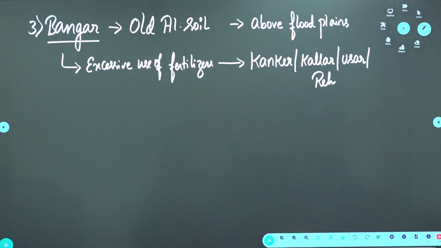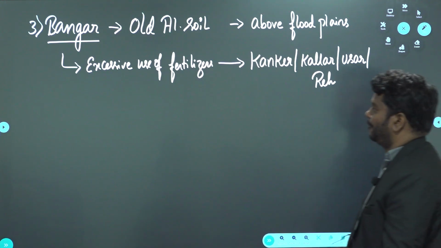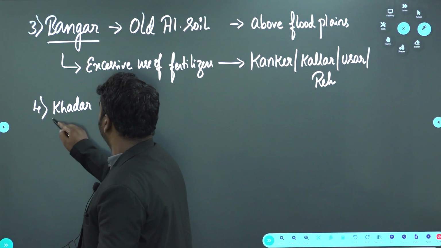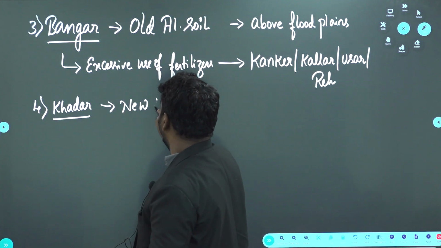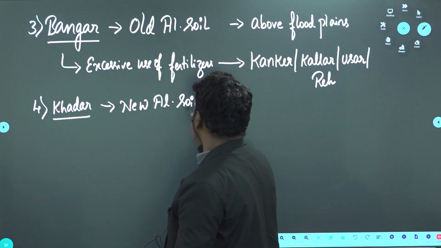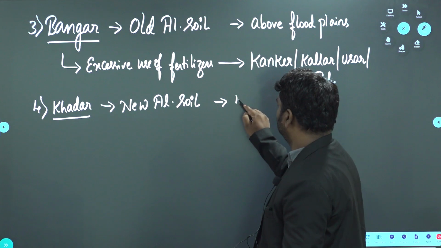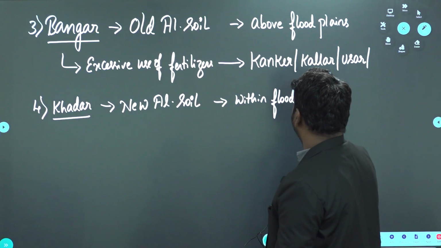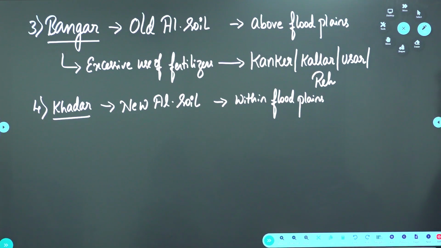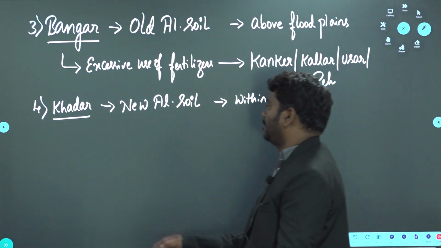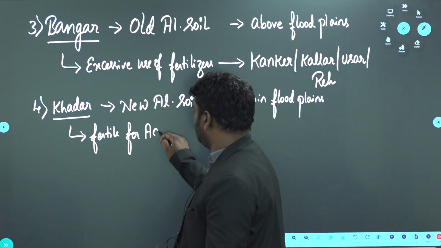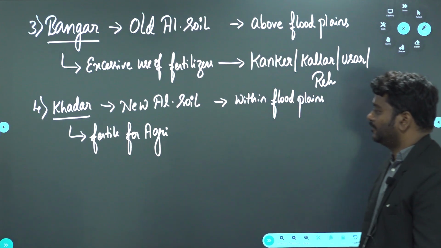Kankar, Kallar, Usar, Reh. Khadar, new alluvial soil, within floodplains. Fertile for agriculture.